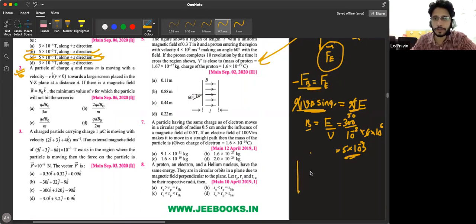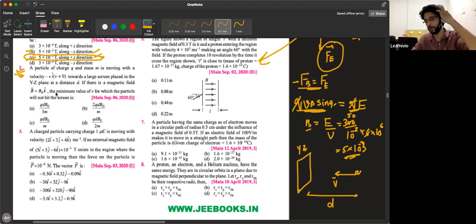So this is the plate in the YZ plane. This is your charged particle. It's coming here with some velocity v. The separation between the charged particle and the plate is d. You know that the magnetic field is along the z-axis, perpendicular to the velocity. So due to this perpendicular magnetic field, the path of the charged particle will be circular. It will not hit the plate only if the radius is less than or equal to d.